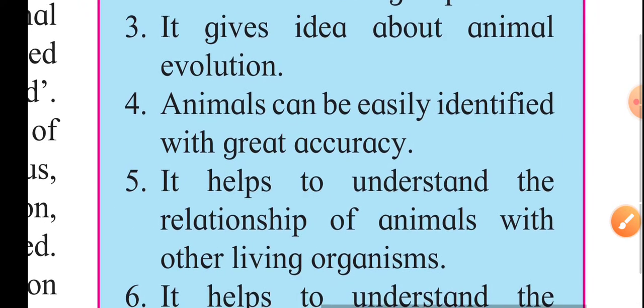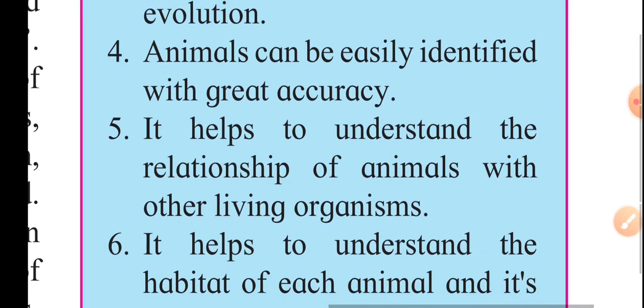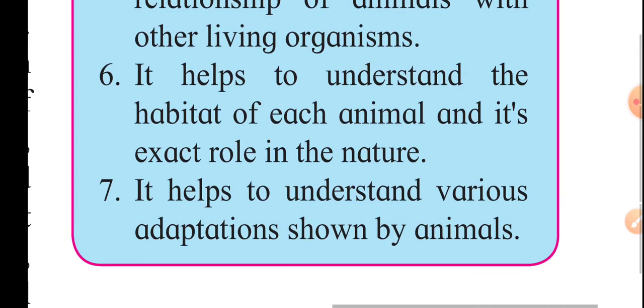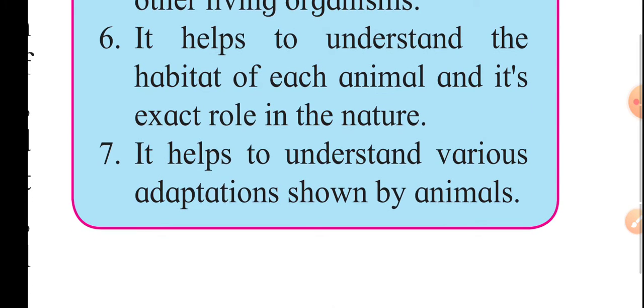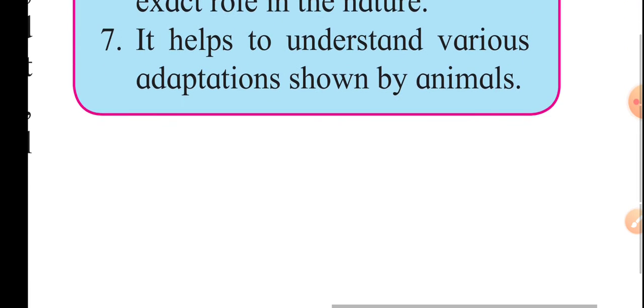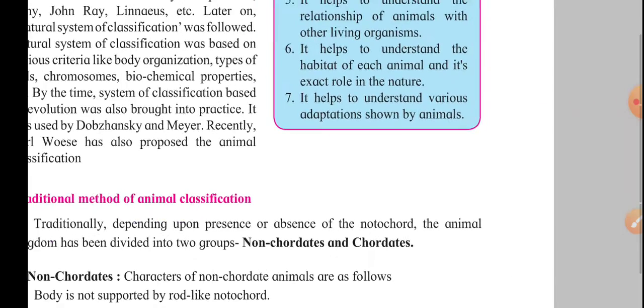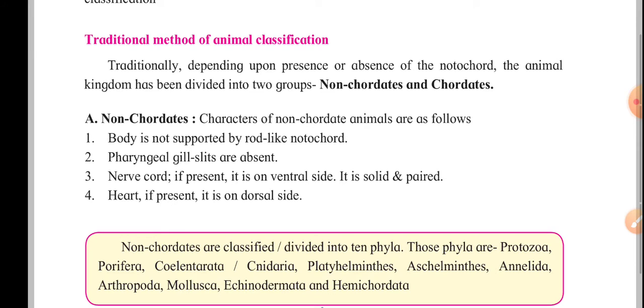Then it gives an idea about animal evolution. Then animals can be easily identified with great accuracy. It helps to understand the relationships of animals with other living organisms, and it helps to understand the habitat of each animal and its exact role in nature. It also helps to understand various adaptations shown by animals. Now, this is about the history of animal classification.